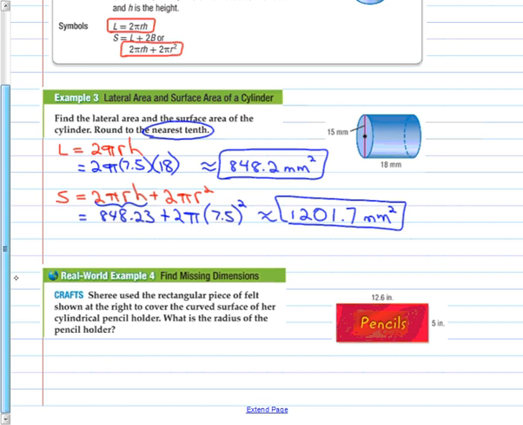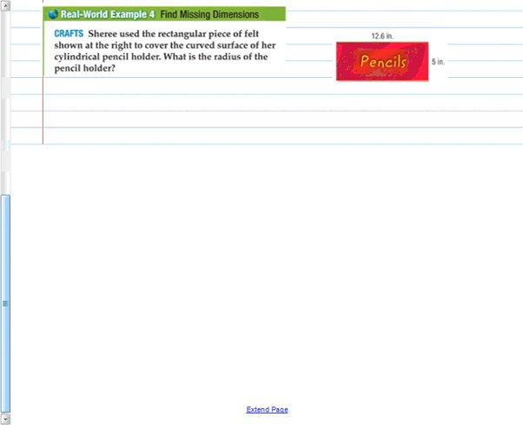1,201.7 millimeters squared. Tree: use the rectangular piece of felt shown at the right to cover the curved surface of her cylindrical pencil holder. What is the radius of that pencil holder? Think about that a minute. What do we know in that figure that can help us with the radius of the pencil holder? I know the circumference. What's the circumference? 12.6. When I wrap this around my circular pencil holder, that's the circumference right there, 12.6.